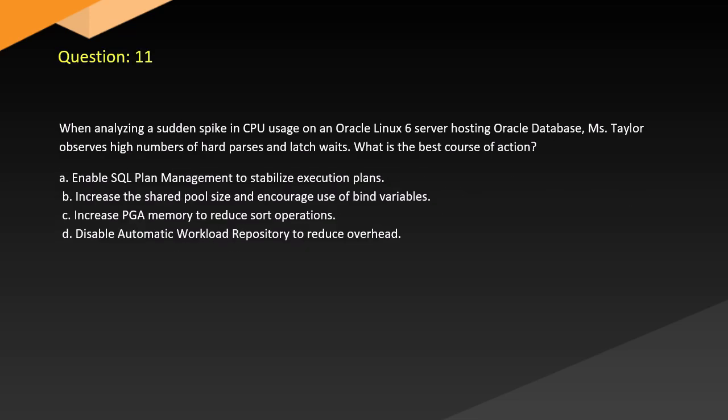Question 11. When analyzing a sudden spike in CPU usage on an Oracle Linux 6 server hosting Oracle database, Taylor observes high numbers of hard parses and latch waits. What is the best course of action? A. Enable SQL Plan Management to stabilize execution plans. B. Increase the shared pool size and encourage use of bind variables. C. Increase PGA memory to reduce sort operations. D. Disable Automatic Workload Repository to reduce overhead.